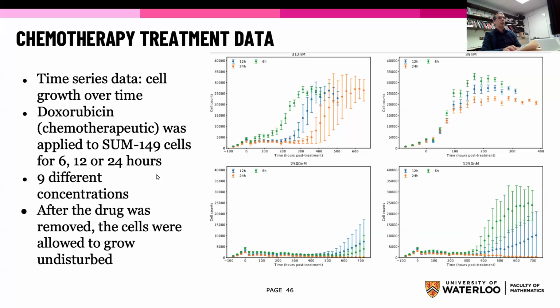The authors collected time series data on cell growth over time. Doxorubicin was applied to cells for 6, 12, and 24 hours at 9 different concentrations. And after the drug was removed, the cells were allowed to grow undisturbed. In the paper, this data was used to model the dynamics of the drug.